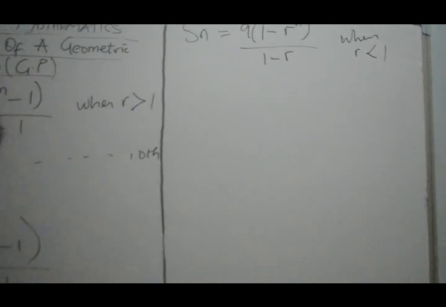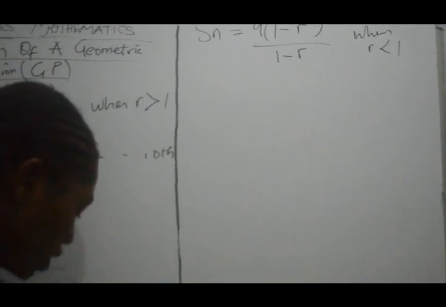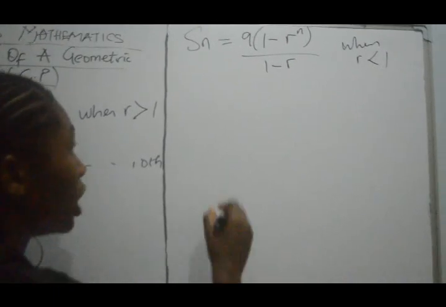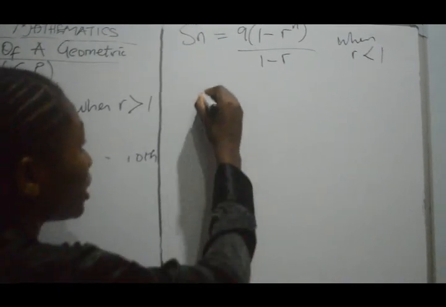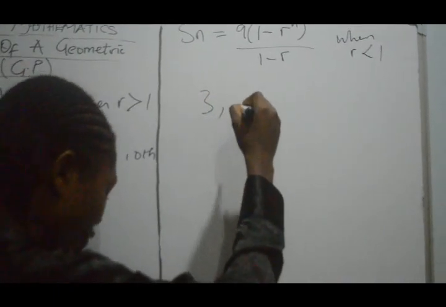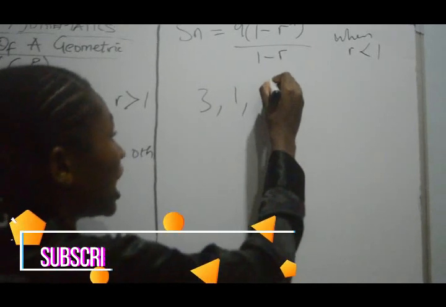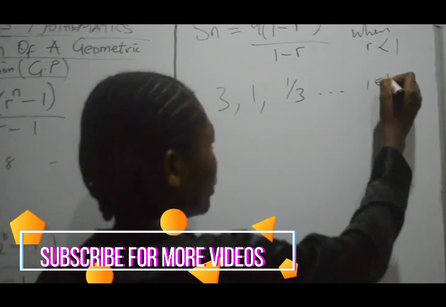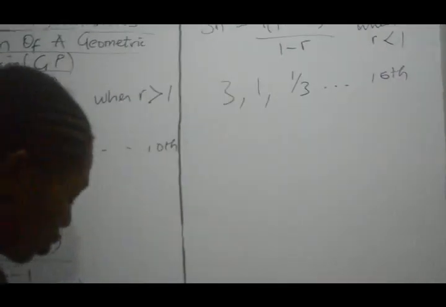Now we are asked to find the sum of a GP. We are given the terms 3, 1, 1 over 3, and we are asked to find up to the 15th term. We have to calculate the sum up to the 15th term.